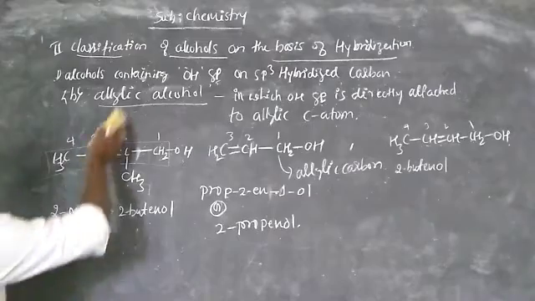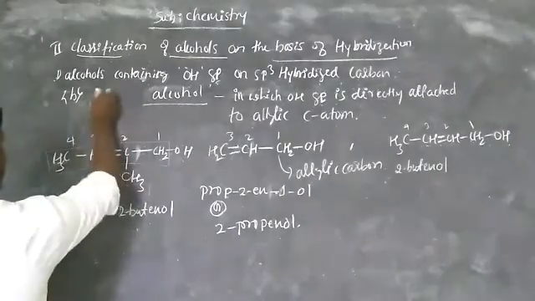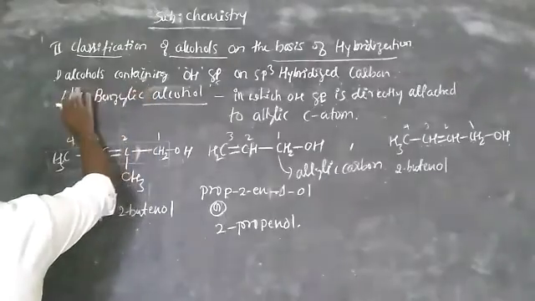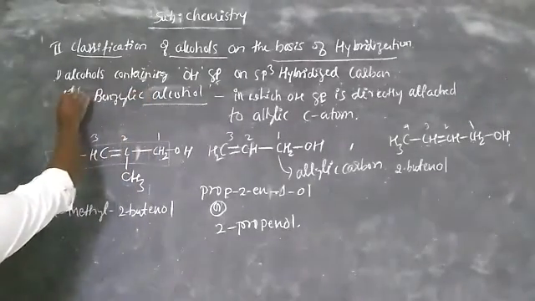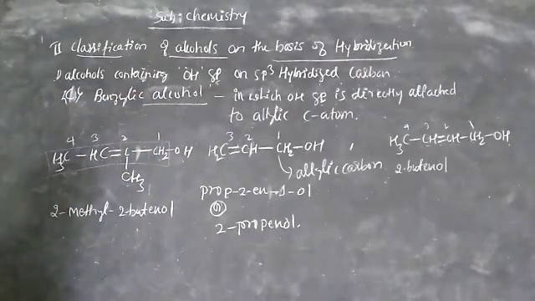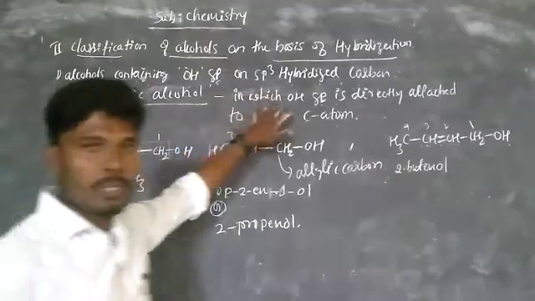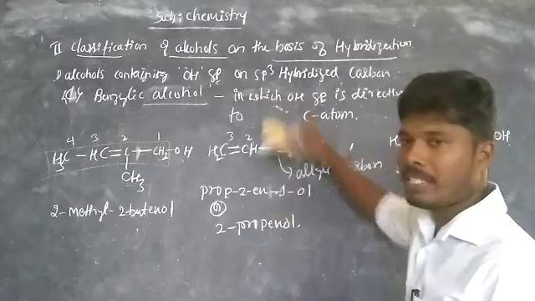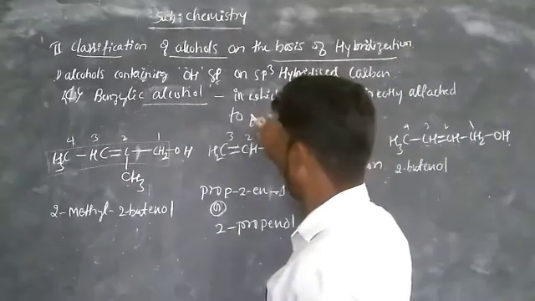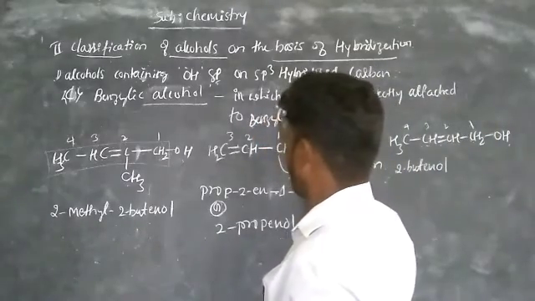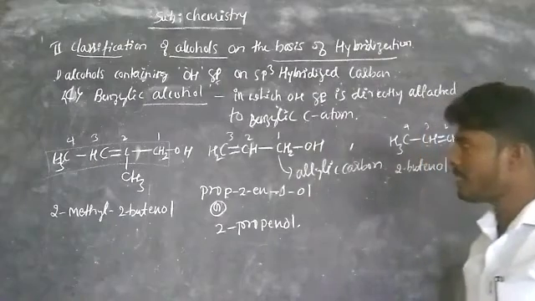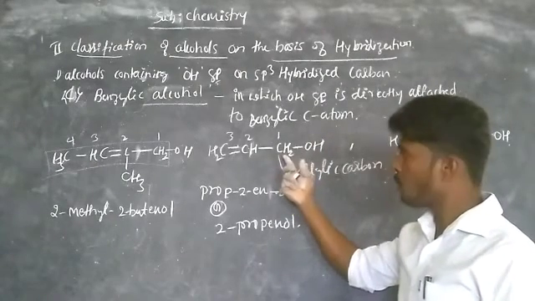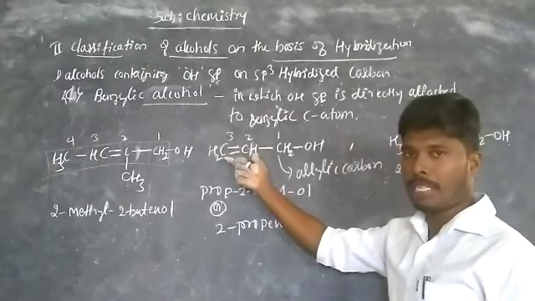Similarly, benzylic alcohol. Benzylic alcohols are the alcohols in which the OH group is directly attached to the benzylic carbon. Benzylic carbon, very simple. Benzylic carbon is nothing but the carbon that contains a benzyl group.